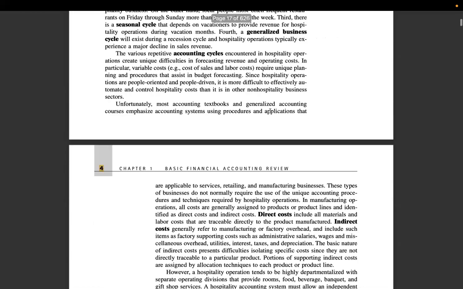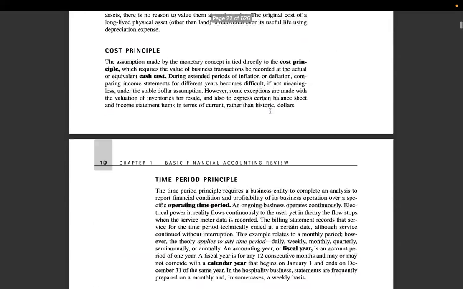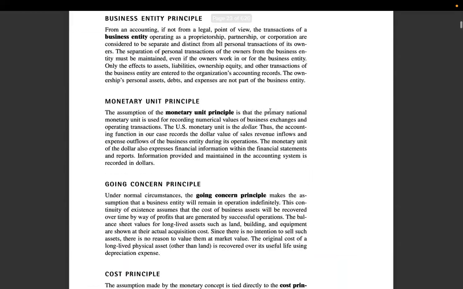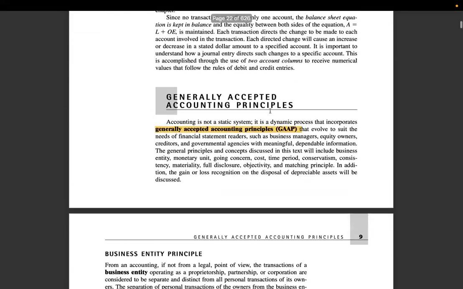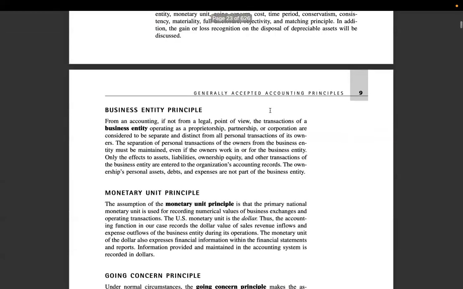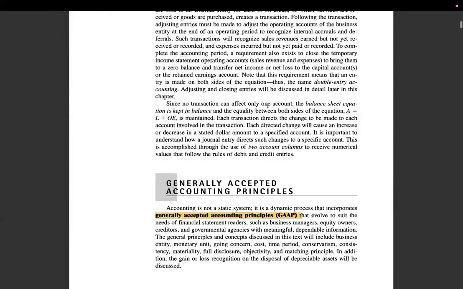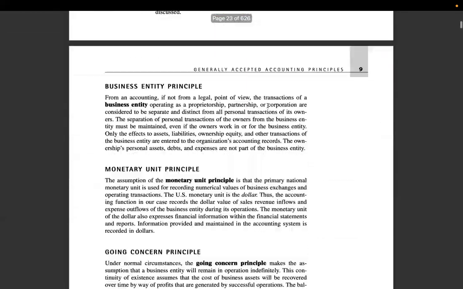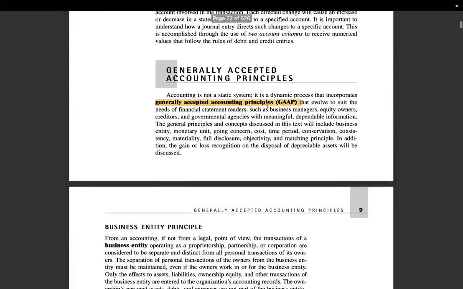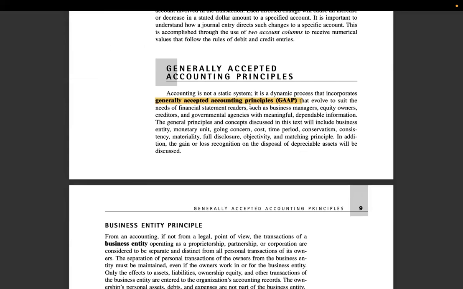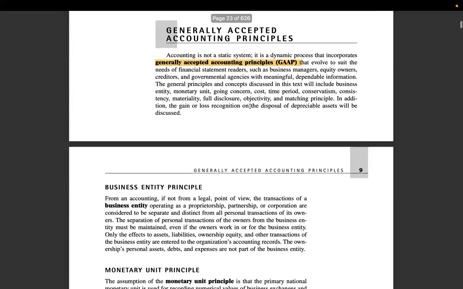Oh, back to the principles. Let's give a recount of how many principles. This is really redundant information to me, but it's okay. You don't need to worry about those things if you don't remember. Don't beat yourself up. So there are general accepted accounting principles. Let's give a rundown.